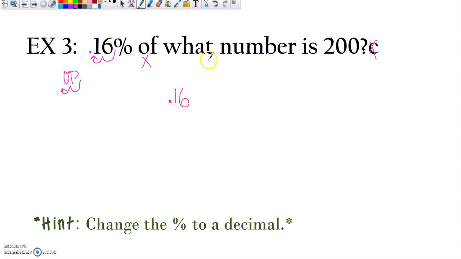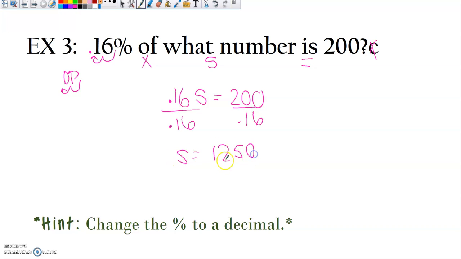What if I called this S? Is means equals 200. So 0.16 times S equals 200. Divide by 0.16, divide by 0.16, and that'll give us our answer. 200 divided by 0.16, and I have S equals 1,250. So 16% of 1,250 is going to be 200.